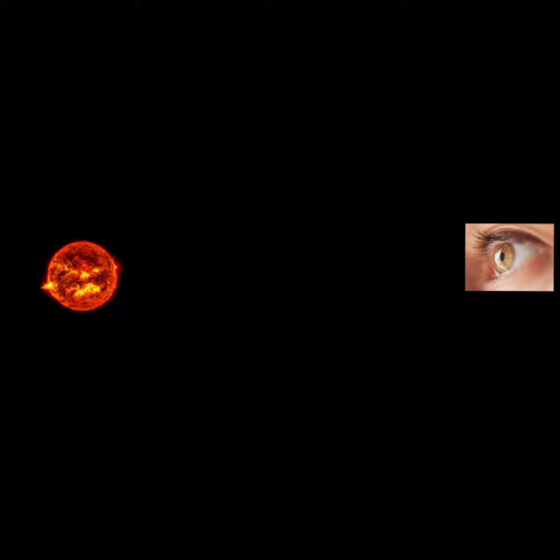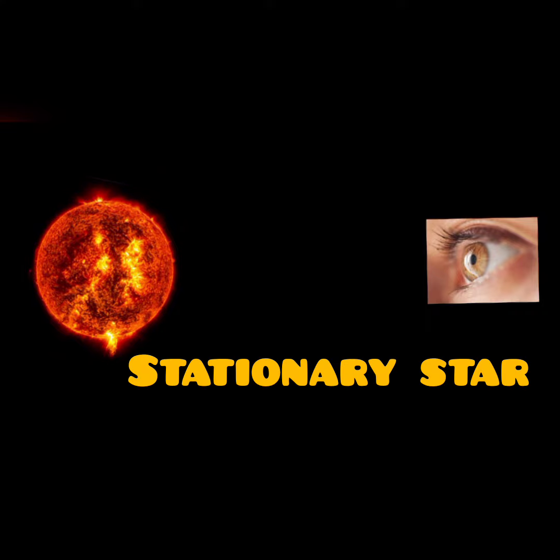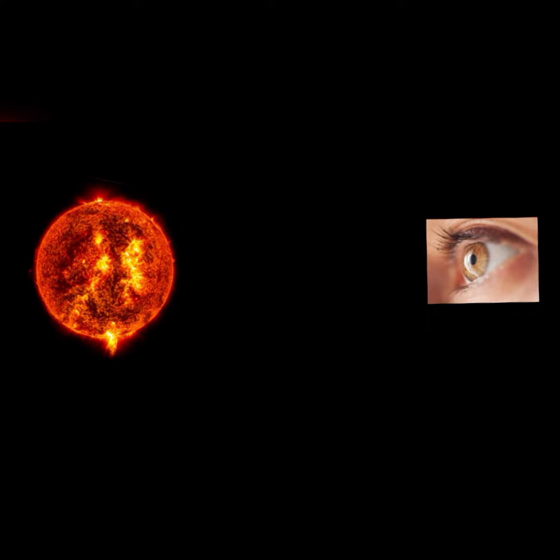But now let's understand the translational motion of a star, which means whether the star is moving towards or away from you. My question is, does the translational motion really affect the spectra? Let's find out. Let us consider we have a stationary star which is not moving. It's going to have a normal spectrum, and let's consider it has a wavelength lambda.